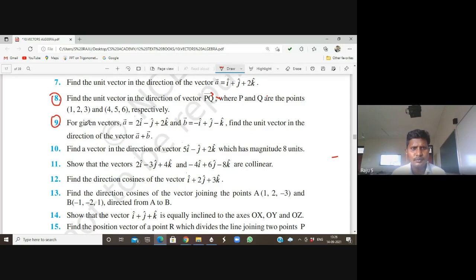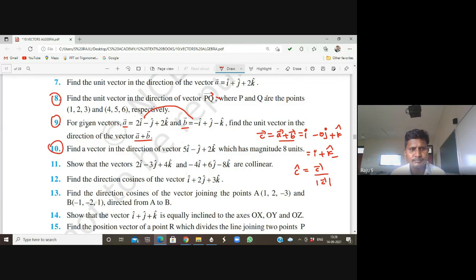See, for the vectors A and B, find the unit vector in the direction of A plus B. This question you can do, students. Like I'm taking vector C as A plus B. So what is A plus B when adding these two? i, minus j plus j is 0j, and plus 2k minus k, that is k. So this is i plus k. So this is A plus B. Now you can find C cap is equal to vector C by magnitude of C vector. That you can do.